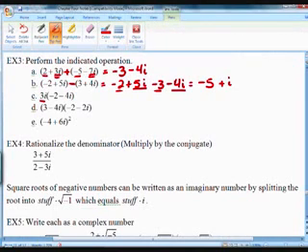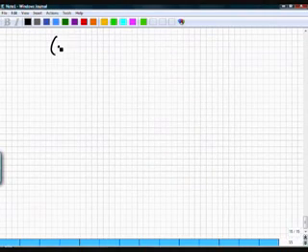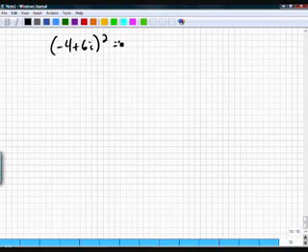Next one. Negative 4 plus 6i squared, which is pretty much the same thing as that. Negative 4 plus 6i squared, but this gives me an opportunity to remind you that you just can't square each piece. Negative 4 plus 6i squared is the same thing as negative 4 plus 6i times negative 4 plus 6i. And you're having to FOIL again. See if you can FOIL and combine your middle terms all in one step.